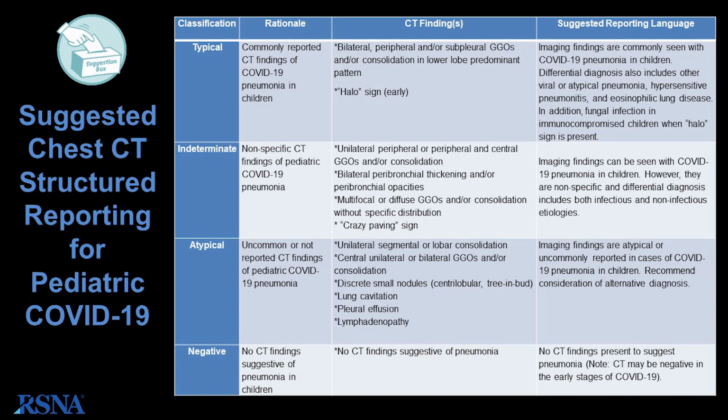Additionally, findings such as lung cavitation, pleural effusion, and lymphadenopathy are very rare in pediatric COVID-19, and so should be put into the atypical category and have the reader increase their differential to include other etiologies. Finally, the negative category is again going to be used to report cases where there are no CT findings suggestive of pneumonia.